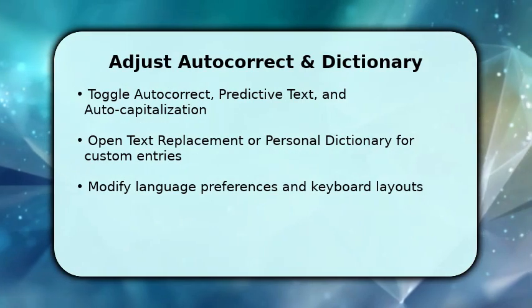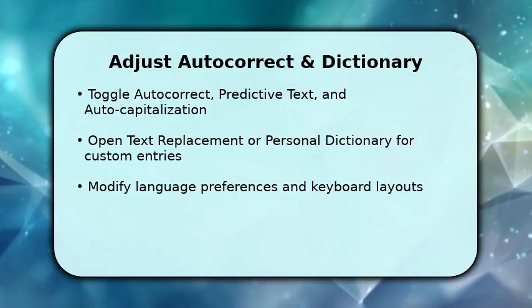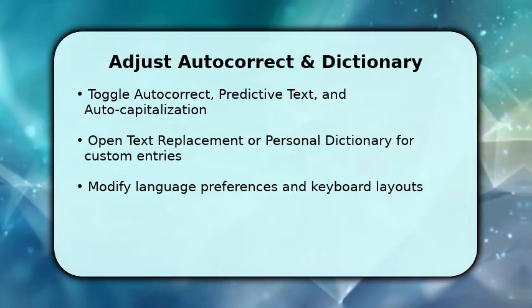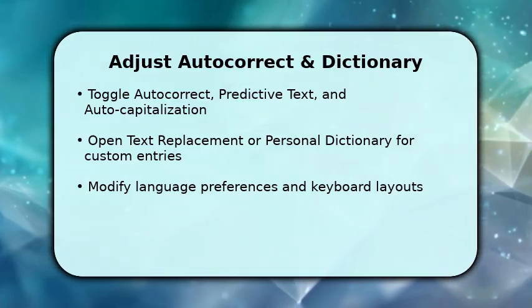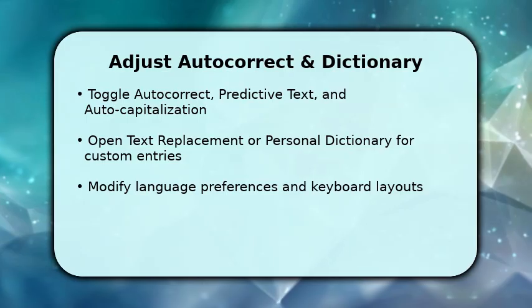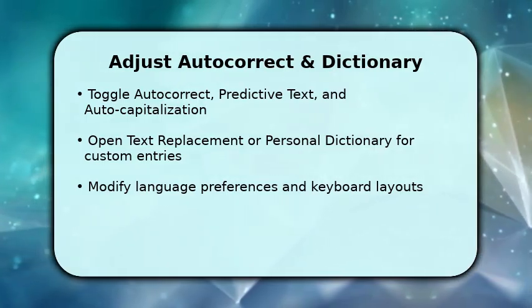Once you're in Keyboard Settings, toggle autocorrect off or on depending on your preference, and decide if predictive text helps you. Then open Text Replacement on iOS or Personal Dictionary on Android to add, edit, or remove specific entries. This controls replacements and persistent corrections.